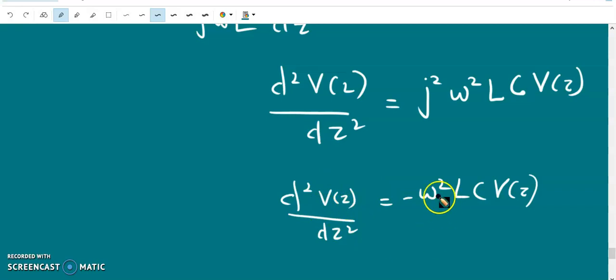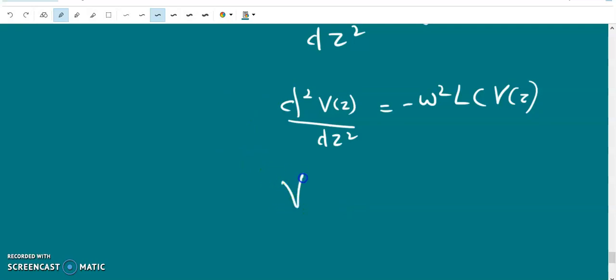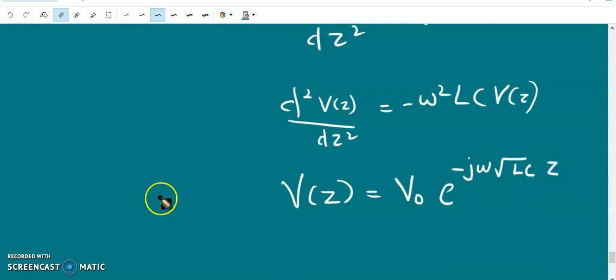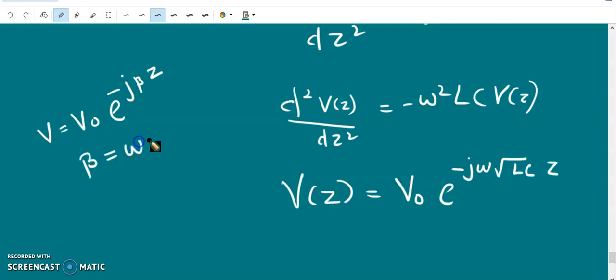So we got an expression for V alone. The solution is V of z equal to a constant V0 e to the power minus j omega root LC z. So here omega root LC acts as the phase constant. So here the phase constant beta is equal to omega into root LC.